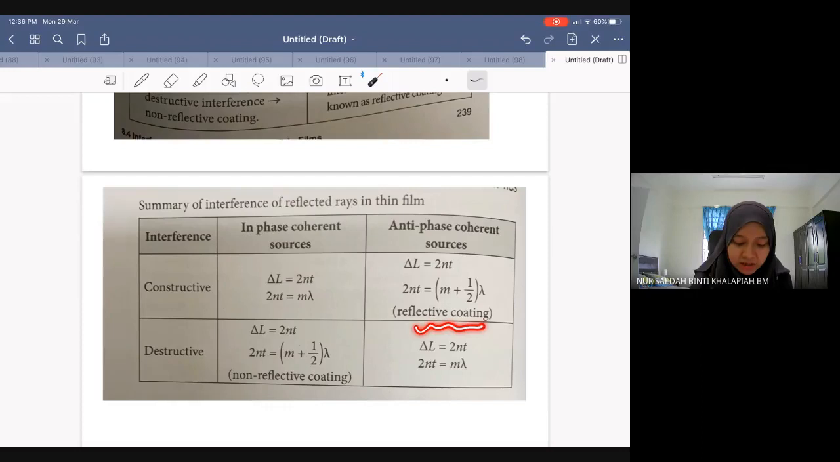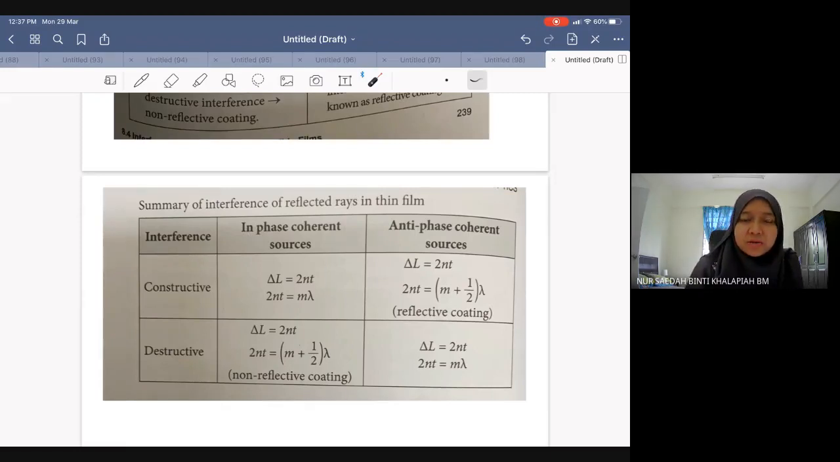Okay, so reflective coating adalah untuk anti-phase coherent source bahagian konstruktif lah, sebab dia pun reflective. So reflective ni benda tu kita boleh nampak image-nya. Okay, so dia adalah reflective coating. So dia konstruktif lah, perkataan reflective so menunjukkan konstruktif, tapi source-nya adalah anti-phase coherent source.